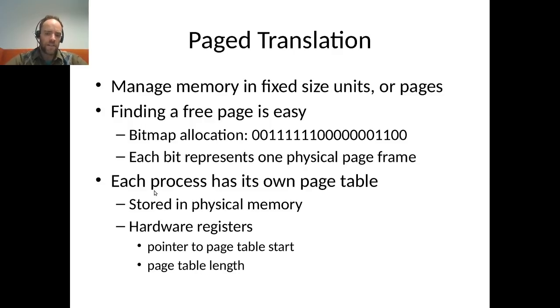So each process has its own page table. This is stored in physical memory. So this could be, for example, part of a process control block or pointed to from the process control block.